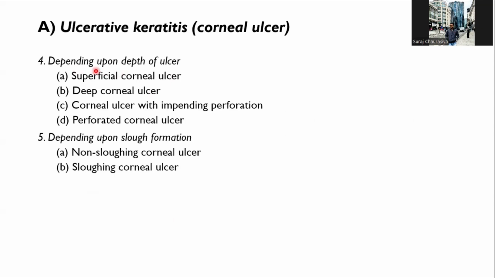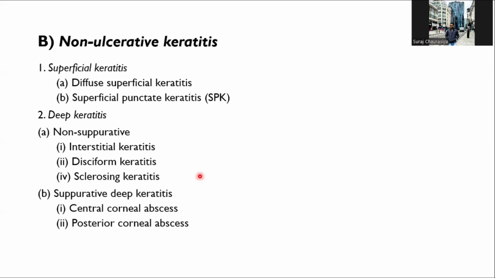Fourth, depending upon the depth of the ulcer, it can be either superficial corneal ulcer, deep corneal ulcer with impending perforation, or perforated corneal ulcer. And another classification is depending upon slough formation. Either it can be a non-sloughing corneal ulcer or a sloughing corneal ulcer.